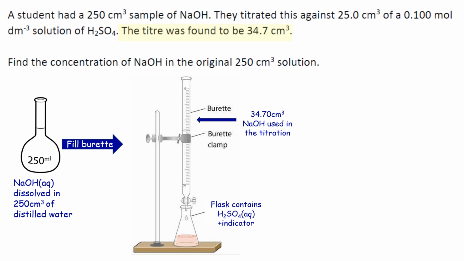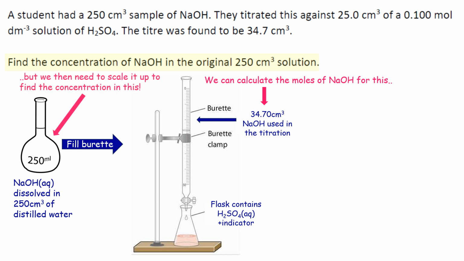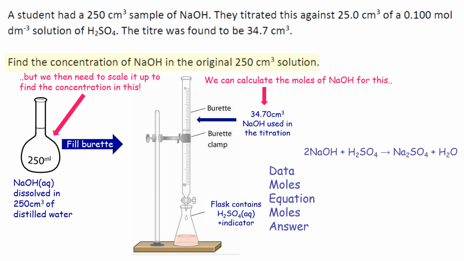Now obviously that's not the whole amount, is it? The original amount was 250. So they want us to find the concentration of the sodium hydroxide in the original 250 centimeter cubed solution. So we can calculate the moles of sodium hydroxide for our titer and then scale it up to find the concentration in the original. So one way of doing this is to use the data moles equation moles answer technique.